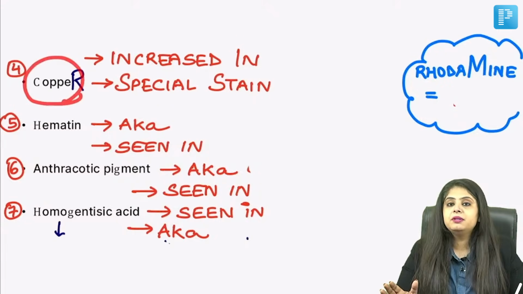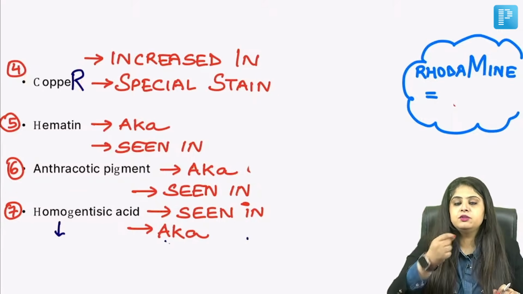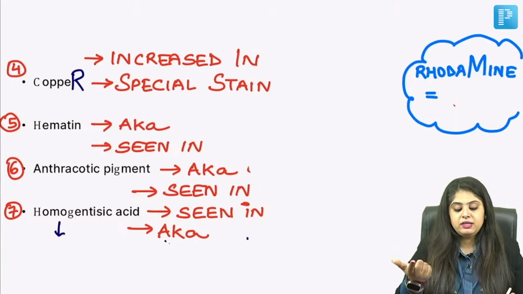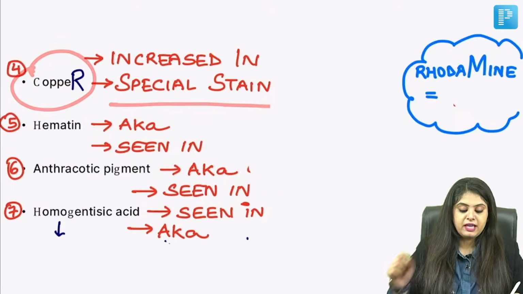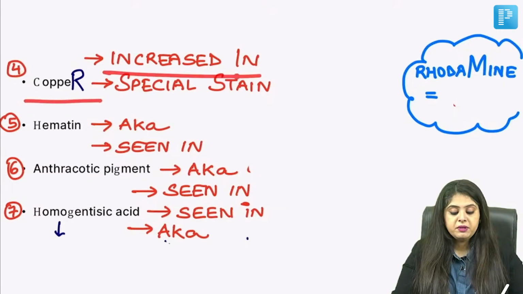I will name the pigment, you tell me the disease. So one thing, if you will tell me, then it's a give and take. You tell me the disease, I will tell you the stain. You tell me the clinical part, common sense part, I will tell you the pathology part. So can you think of a disease in which copper pigment increases?